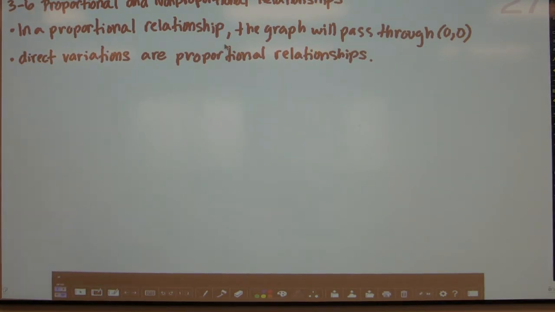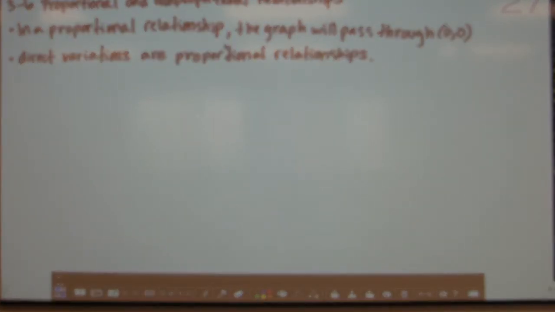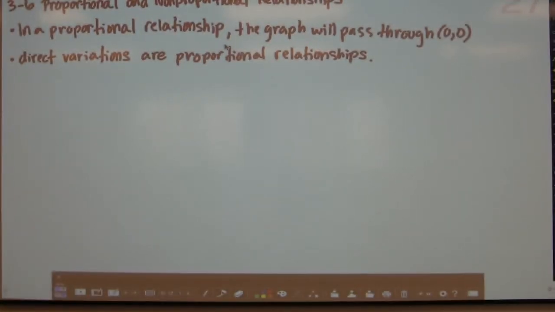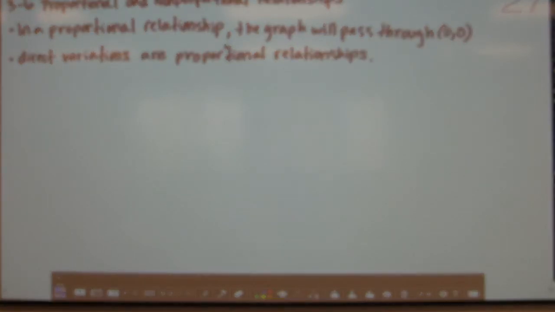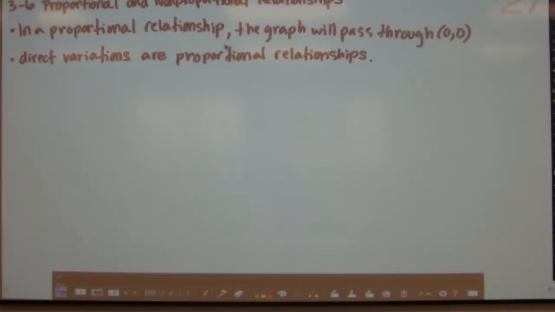Before we get there, we want to kind of leap off, or piggyback, I guess, off of the previous lesson, which was 3.5, which talked about direct variations. And today's lesson is about proportional and non-proportional relationships. And so I have two bullets here just kind of describing what those things are.